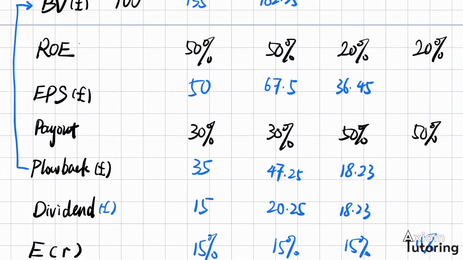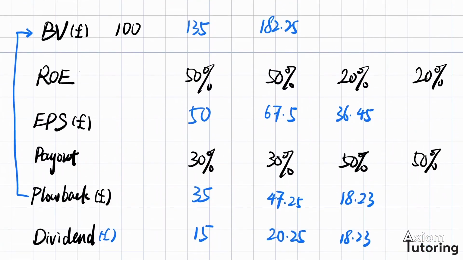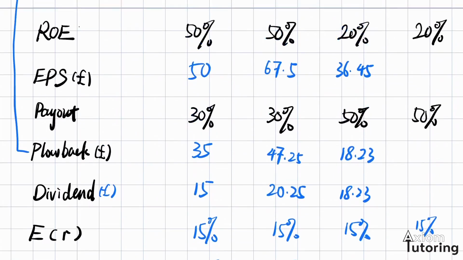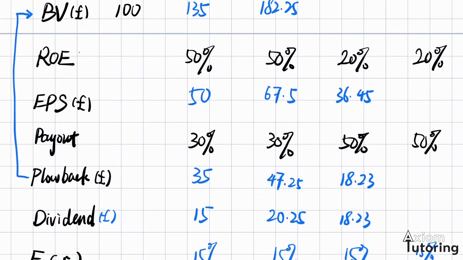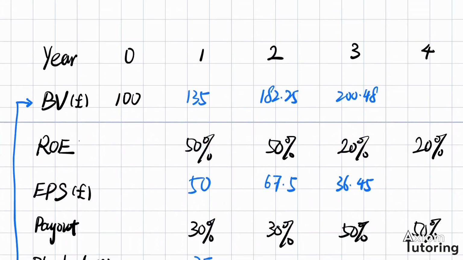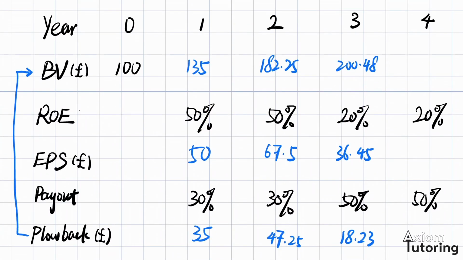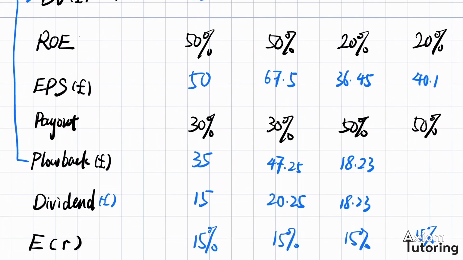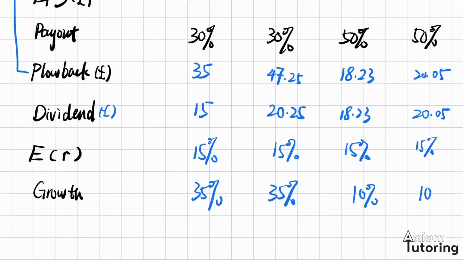Then we only need 1 more year before we can calculate the price here. Okay, so let's again add the reinvestment back to the book value. So it gives us 200.48. Okay, and then we continue this practice by multiplying the book value by the ROE here, which gives us 40.1 for the EPS, and the plowback would be 20.05, as well as the dividend 20.05. Okay, so now we have enough information to work out P0.